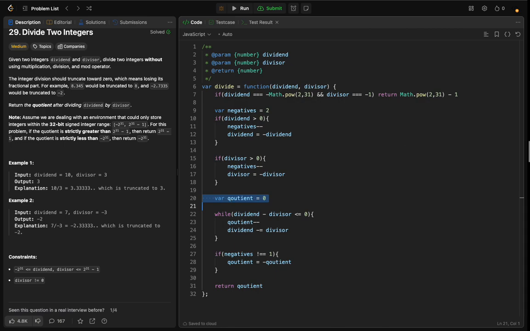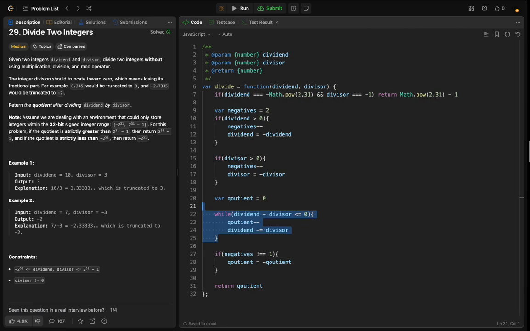Okay. After that, we have the division loop. This is what we call the division loop. So in the division loop, the loop continues while dividend minus divisor is less than or equal to zero. In each iteration, it subtracts divisor from dividend and decrements the quotation by one. Okay, so this is how this math is going. This loop essentially counts how many times the divisor can be subtracted from the dividend to get the quotation.